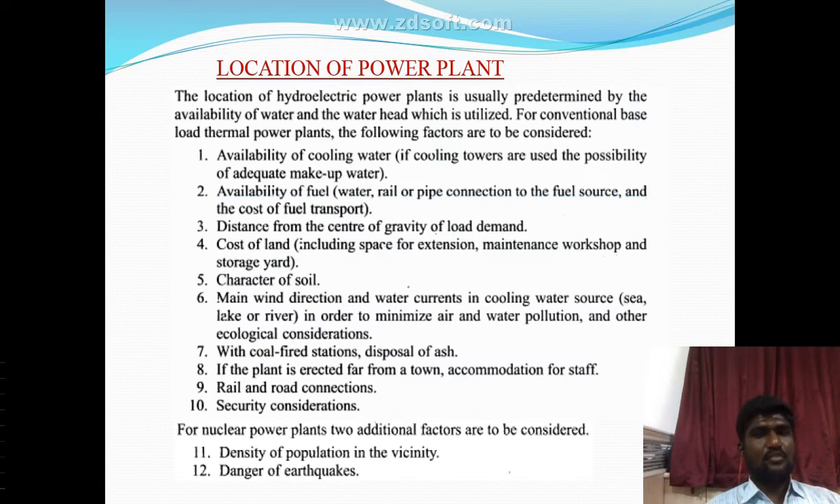Availability of cooling water, and if cooling towers are used, the possibility of adequate make-up water. Availability of fuel, distance from the center of gravity of the load demand, the cost of land, character of soil, main wind direction and water currents in the cooling water source. With coal fired stations, if the plant is created far from the town, accommodation for staff, rail and road connections, and security considerations. These are all the main considerations for constructing the power plant, right?